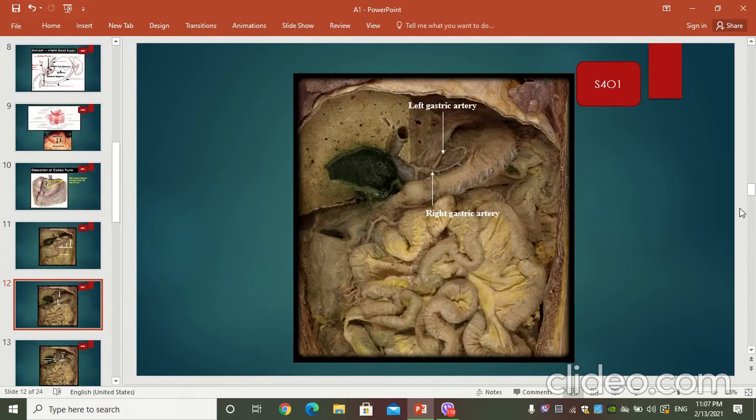This picture shows the right and left gastric arteries on the lesser curvature. These are branches from them. The left is a branch directly from the celiac trunk, and the right gastric artery is from the hepatic artery.